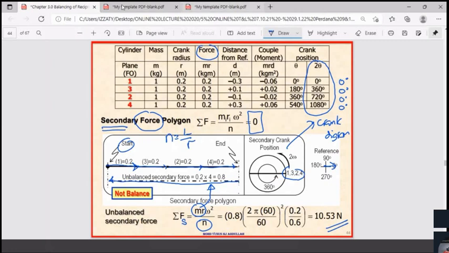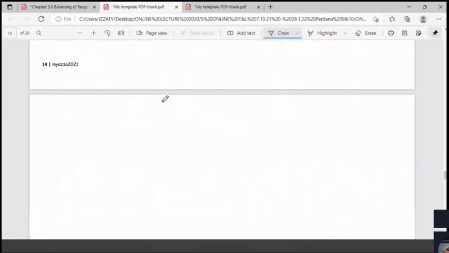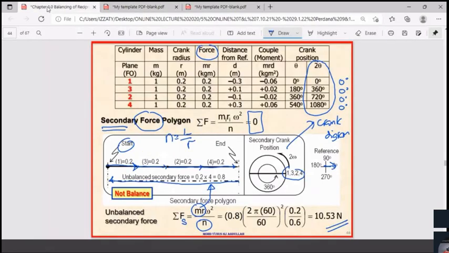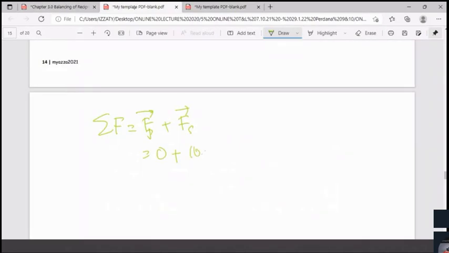So in conclusion, you found that your summation of force is equal to force primary plus force secondary, equal to, of course in vector, this one at 0 degrees plus this one, which is 10.53 Newton. So it is equal to 10.53 Newton for force, pointing that way.